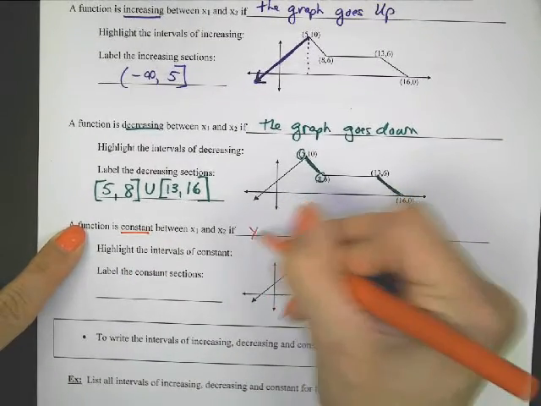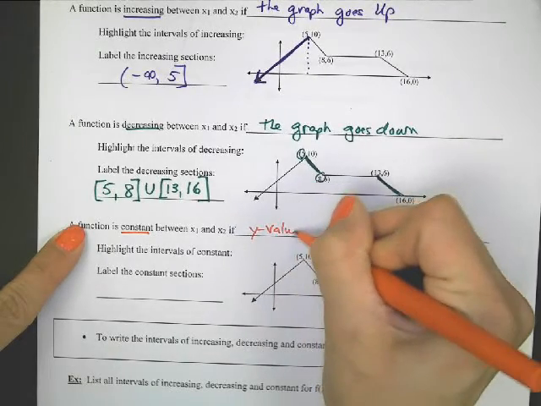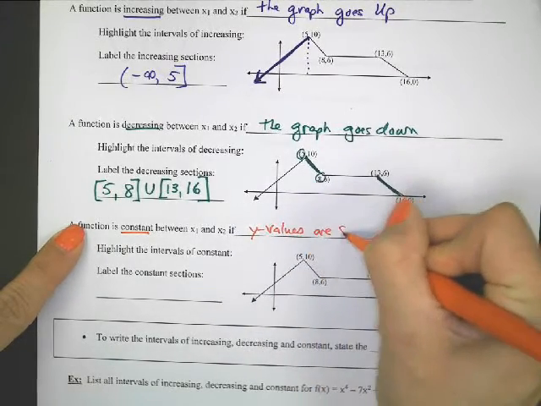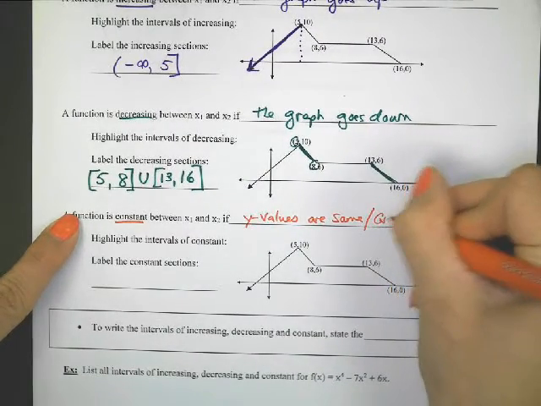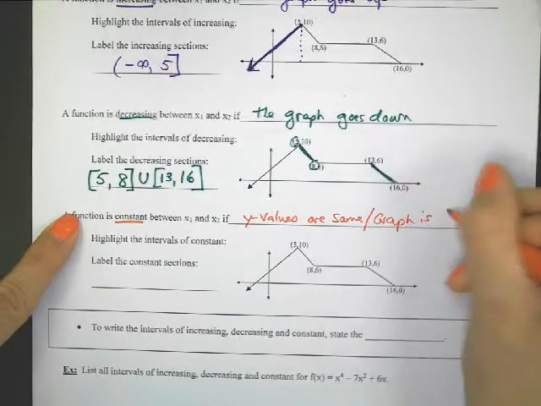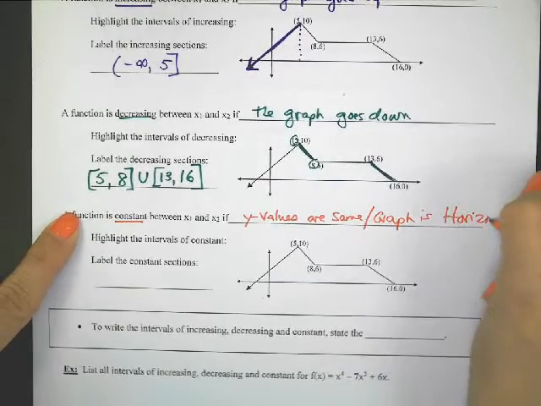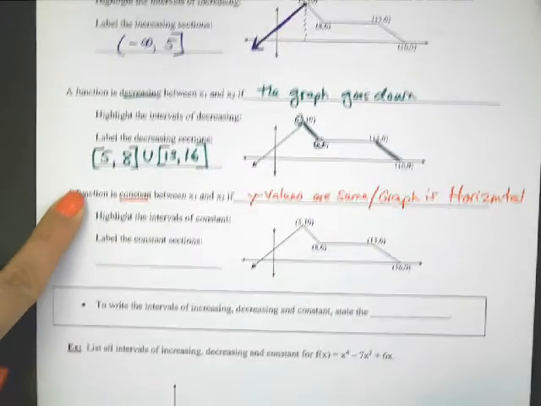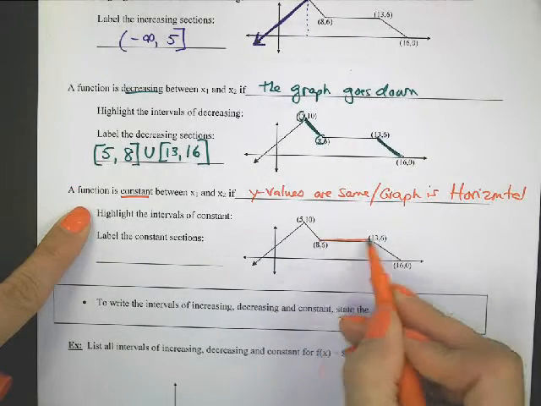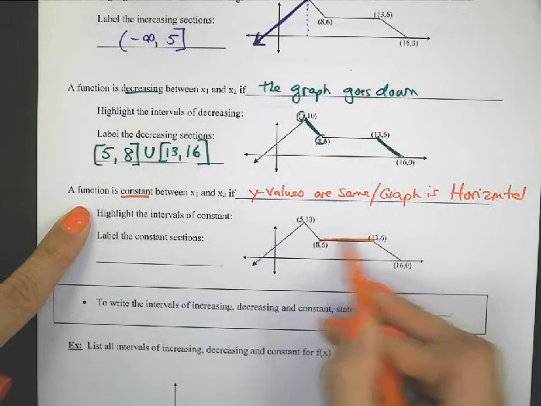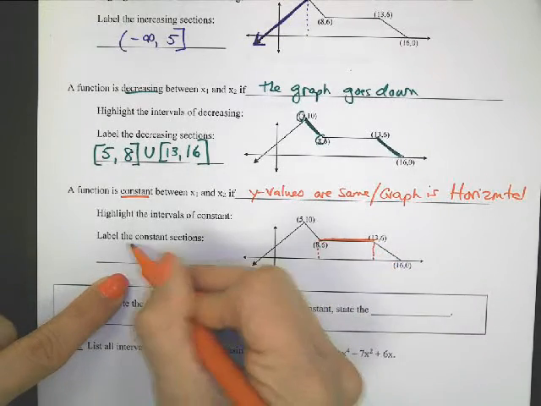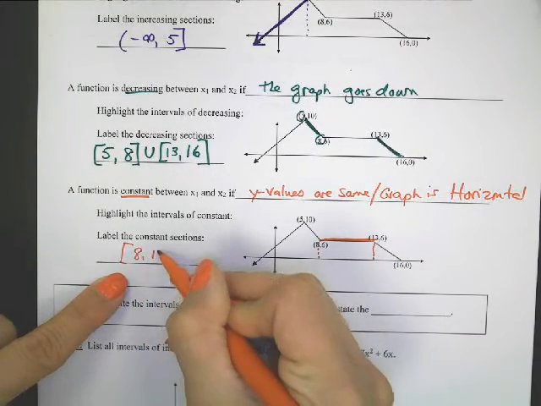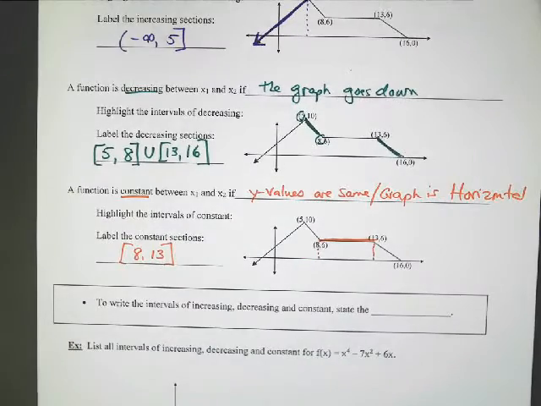And finally, we have a constant function. If the y values are the same, or you could say the graph is horizontal, then it's constant. So here's a section of constant. And again, let's state the x values. It's like domain, from 8 to 13, brackets, 8 to 13.